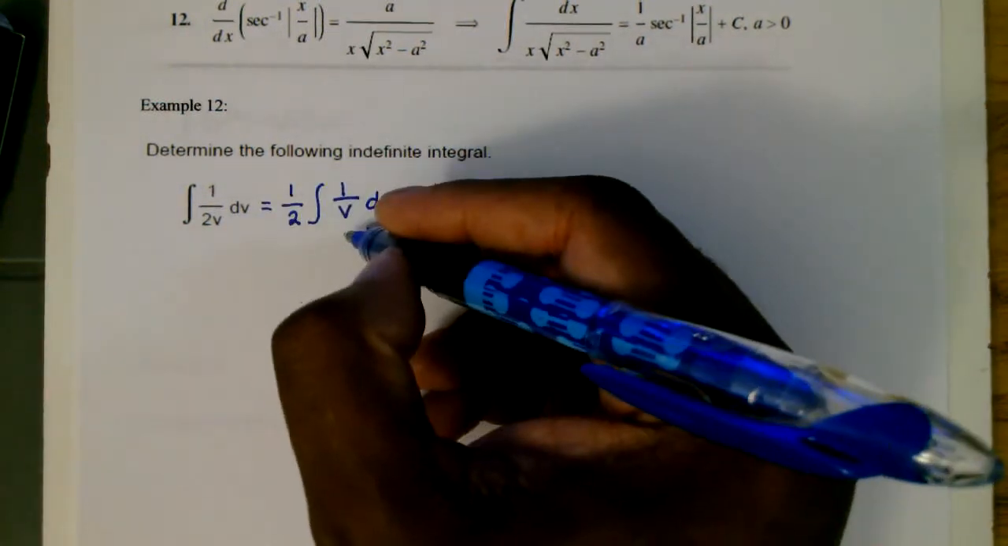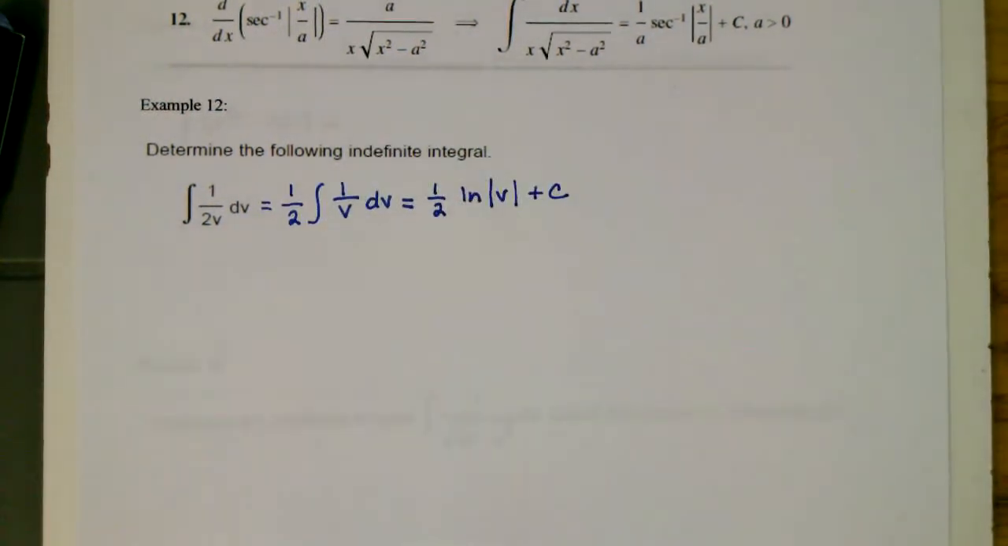So 1 over the variable, you take its integral, it'll be the natural log of the absolute value of that variable plus c. So I'll end up with 1/2 ln of the absolute value of v plus c. Okay.